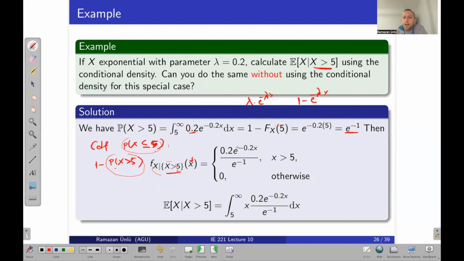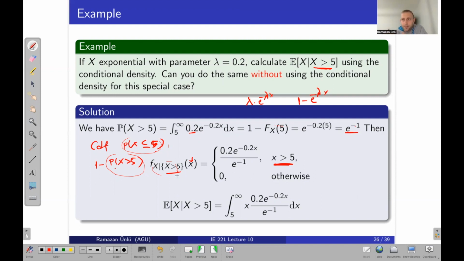What is the PDF of x? We know that because that is an exponential with the parameter lambda equal to 0.2, which is lambda times e to the minus lambda x. So 0.2 times e to the minus 0.2x. That is a valid conditional PDF for x greater than 5, because we have made these calculations for that conditioned event, okay? And otherwise, that will be 0.